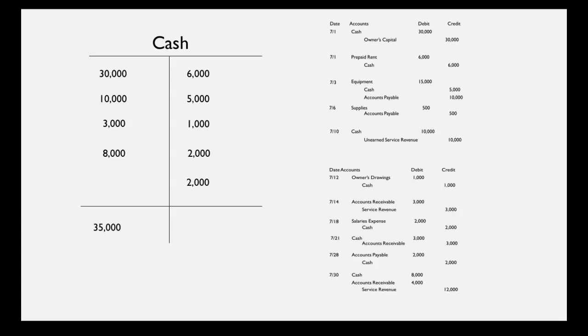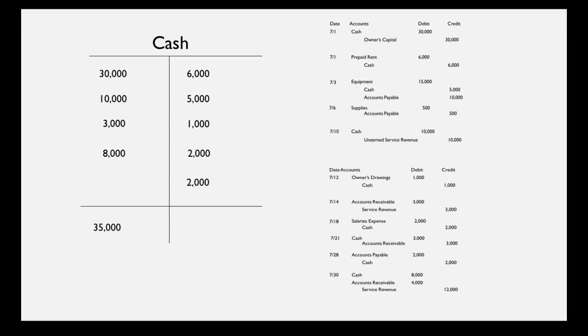On July 3rd, that's a decrease to our cash because we are paying for that equipment, right? So when we credit cash, that's going to be a decrease in that account's balance. On July 10th, we debit cash because we received money. And when we debit cash, that increases the balance in our cash account. On July 12th, Artie took money out of the business, so we credited cash to decrease our cash balance.